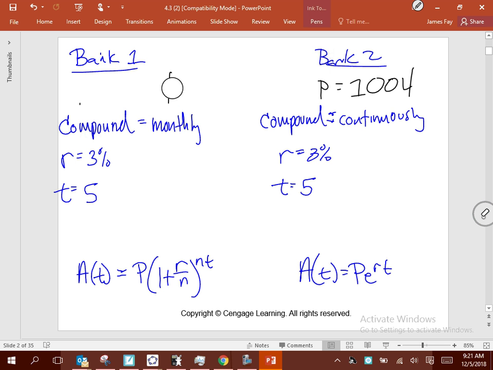Sometimes they don't give you that. They'll just say, Bank 1 offers compounding monthly at 3%. Bank 2 says compound continuously at maybe 2.8%. And they ask which one's best. The two things you're missing are principal and time. As long as we choose principal to be the same and time to be the same, you should still be able to make a valid argument.